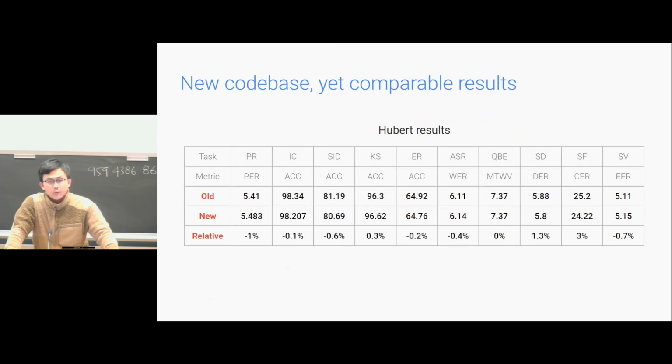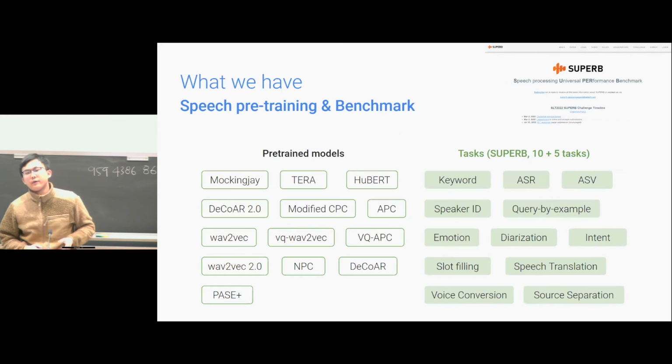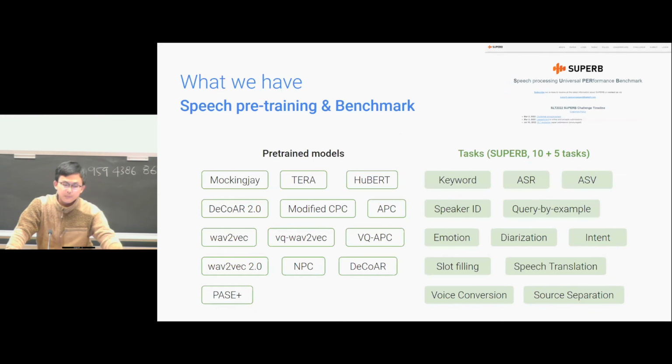So we are refactoring and rebuilding lots of things in the new code base, but we guarantee that it is backward compatible and gets comparable benchmark results between the new and old versions, with a very insignificant relative change between the code bases. So with the new code base, we can easily plug in a new corpus, a new upstream model, a new downstream model, and we get new recipes. So we are thinking that besides supporting other teams for new feature requests, what can we try more during the JSALT workshop? The story is like, we already have a quite complete ecosystem for speech self-supervised learning.